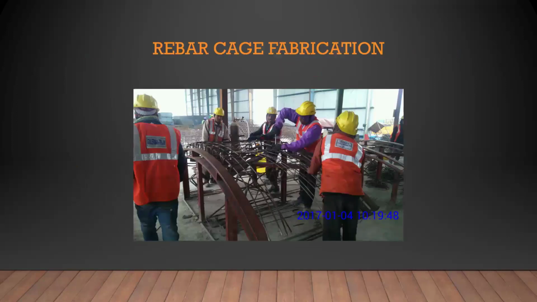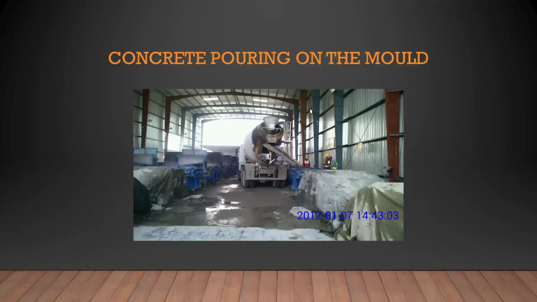This picture is showing the rebar cage fabrications with the help of jigs. This is called jigs. This picture is showing the concrete pouring on the mold. There were 36 Korean molds imported for the precast concrete segment production. Here, the concrete is poured through RMC, ready mix concrete.